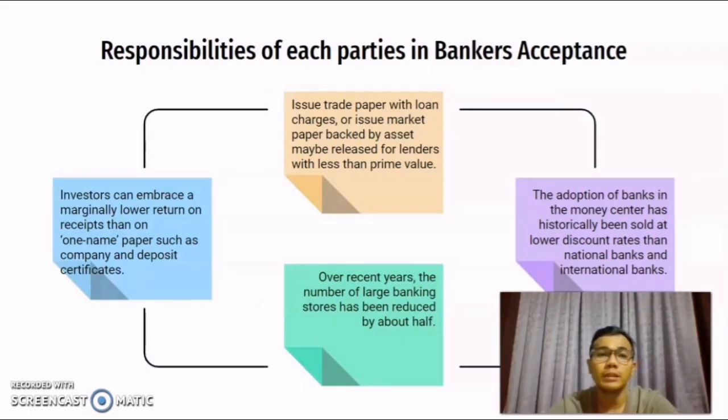Firstly, investors can embrace a marginally lower return on acceptance than on a one-name paper such as company paper and deposit certificates. Issue trade paper with a loan charge or issue market paper backed by assets may be released for lenders with a less than prime value. The acceptance of a bank in the money center has historically been sold at lower discount rates than national banks and international banks. Over recent years, the number of larger banking stores has been reduced by about half.